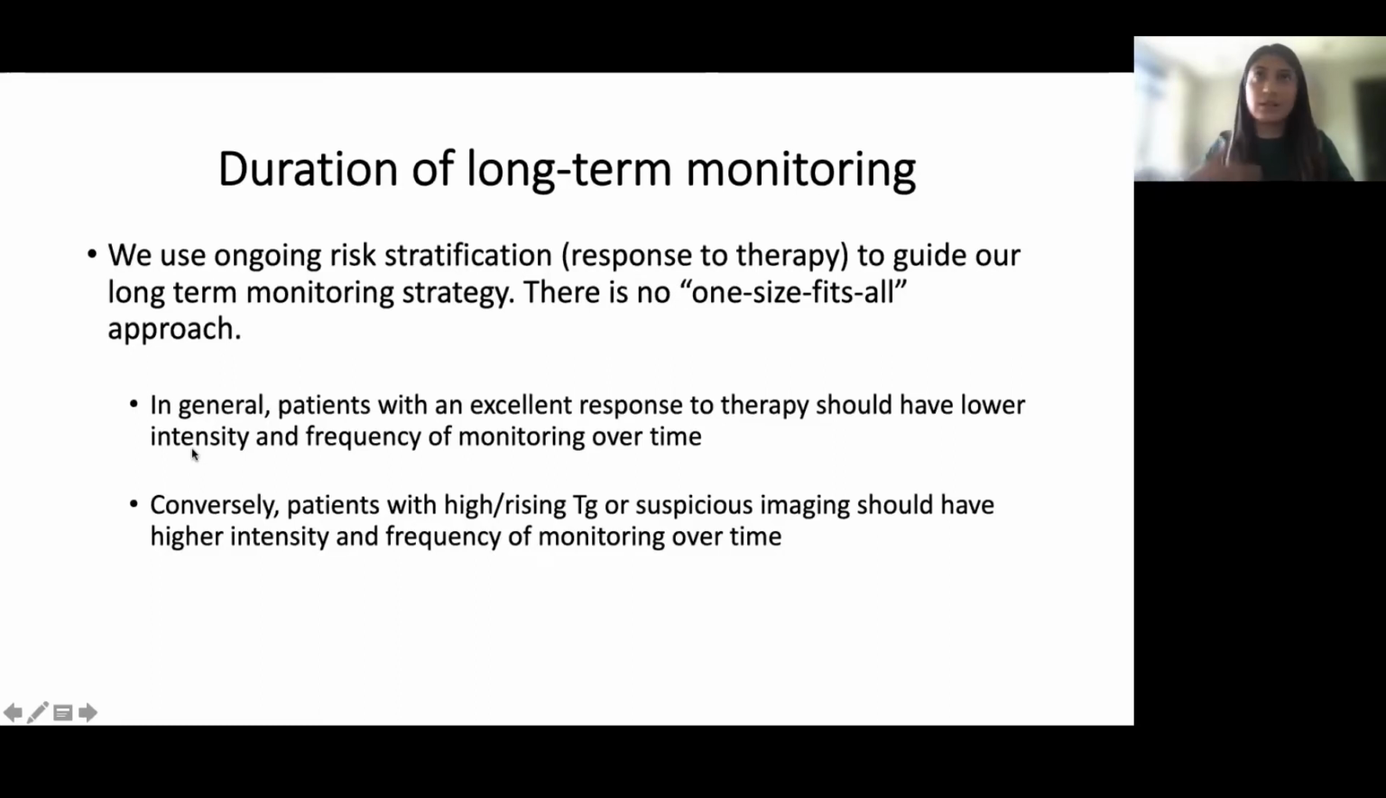So you may not need ultrasounds every year. You may not need blood testing every year. You can start to space out those intervals. Conversely, patients who have a high or rising thyroglobulin or suspicious imaging should have higher intensity and frequency of monitoring. So maybe you used to be seen once a year, but that may not be appropriate anymore, and you need to shorten that interval and be reassessed every 3 months, 6 months, or 9 months, something like that. So these things change over time, essentially.